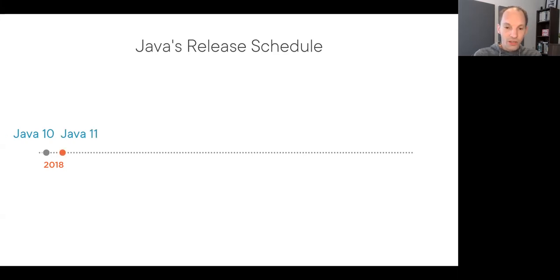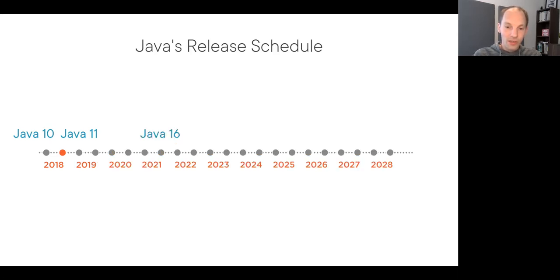Now, Java 11 is somewhat special and was released towards the end of 2018. And we'll talk about why Java 11 is special in that regard in a bit. But this has been going on for quite a while. So that means that we're currently at the first release of 2021, which is Java 16. And later this year, we will be getting Java 17.